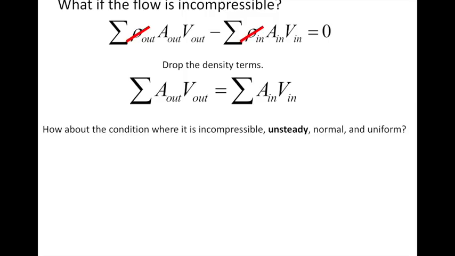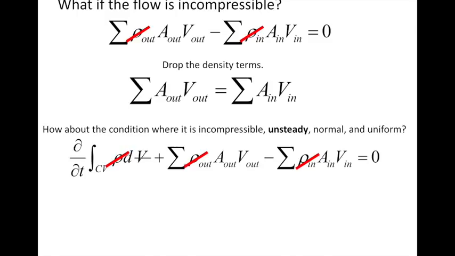Those are all built into this. Okay, so could we have this condition and still have unsteady flow? Sure, right? That might look something like this. We could still cancel out our density terms because we're saying that the density is consistent and uniform throughout our entire problem, but things are still changing with respect to time.